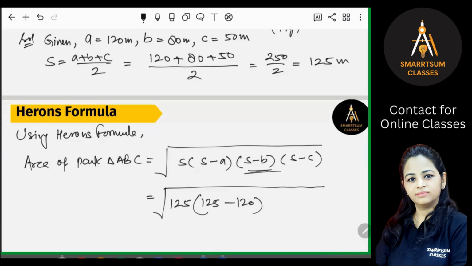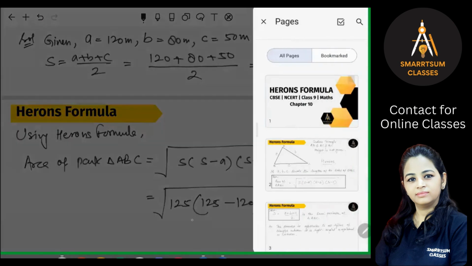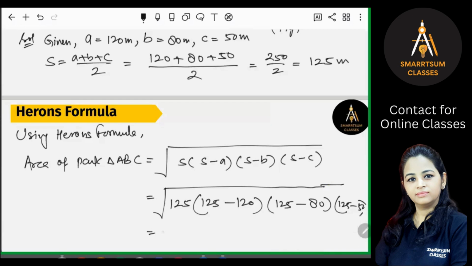Then S minus B, right? Means 125 minus B. What is B? B is 80 meter. So write down. And similarly, S minus C means 125 minus C. C is 50. Okay. So we will put each value of each and every side and S here, right?